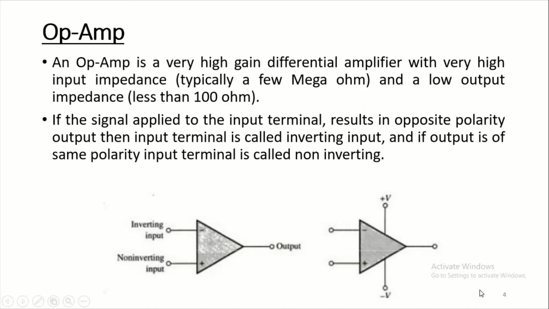An op-amp is a very high gain differential amplifier with very high input impedance, typically a few mega ohms, and low output impedance, less than 100 ohms. If the signal applied to the input terminal results in an opposite polarity output, then the input terminal is called an inverting input, and if the output is of the same polarity, the input terminal is called non-inverting input. It will get clear to you very shortly why it is known as an inverting or non-inverting input terminal.